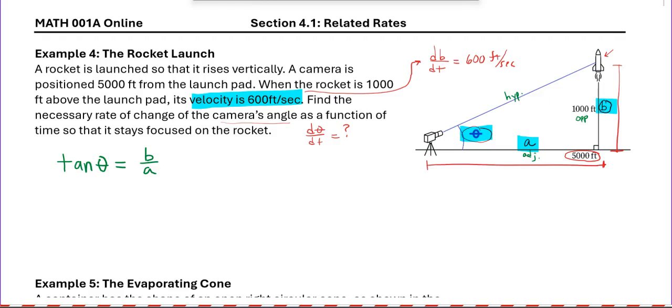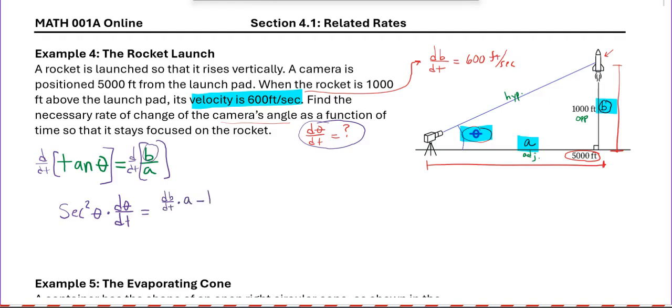Now, if we want to figure out d theta dt, we're going to have to take the derivative with respect to time. So let's do that, d dt of both sides. On the left side, the derivative of tangent is secant squared theta. Don't forget to multiply by d theta dt using the chain rule. On the right side, let's use the quotient rule. Derivative of the top, that's dB dt, times the bottom, A, minus the top, B, times the derivative of the bottom, dA dt, over the bottom squared, A squared. Okay, so we've got a lot going on here.